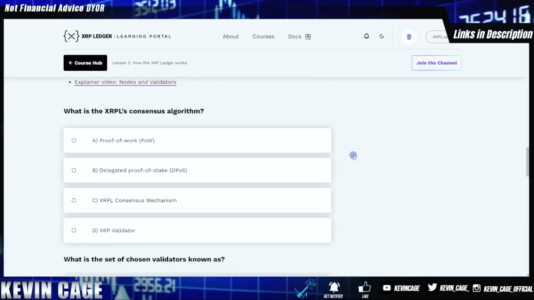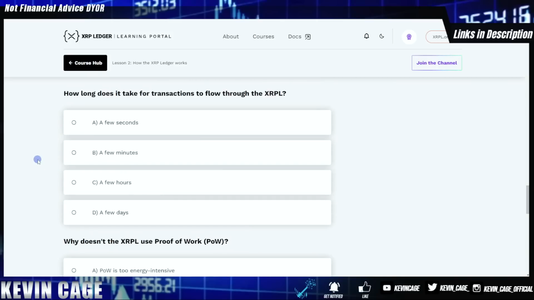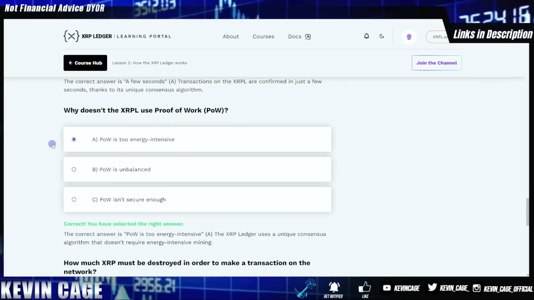So what is the XRPL's consensus algorithm? That's the XRP ledger consensus mechanism. What is the set of chosen validators known as? That is the unique node list or the UNL. How long does it take for transactions to flow through the XRP ledger? About 3 to 5 seconds. So a few seconds. Why doesn't the XRPL use proof of work as its consensus mechanism, which is what Bitcoin uses today? Proof of work is too energy intensive, it is not sustainable.